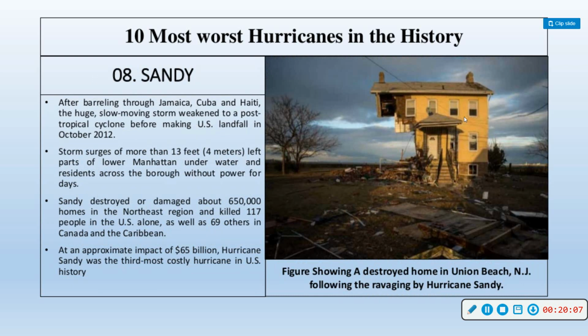Hurricane Sandy. This happened in 2012 in October. It went through the Caribbean and then hit New Jersey and New York and flooded them, putting 13 feet of water into lower Manhattan. Sandy destroyed or damaged about 650,000 homes in the Northeast region and killed 117 people in the U.S. alone, as well as 69 others in Canada and the Caribbean. And it caused about $65 billion in damage.